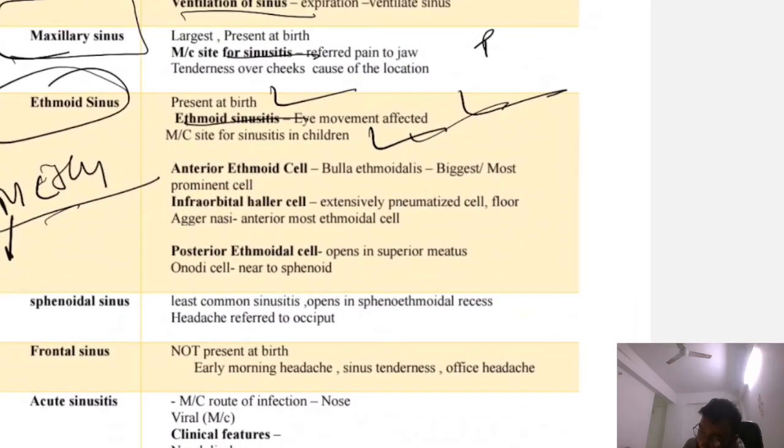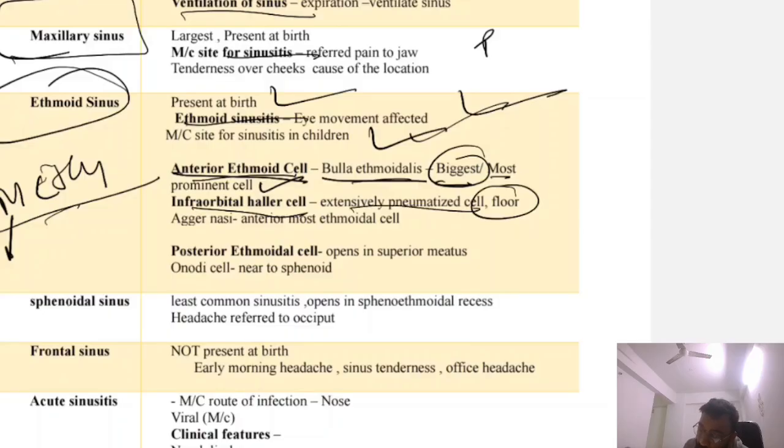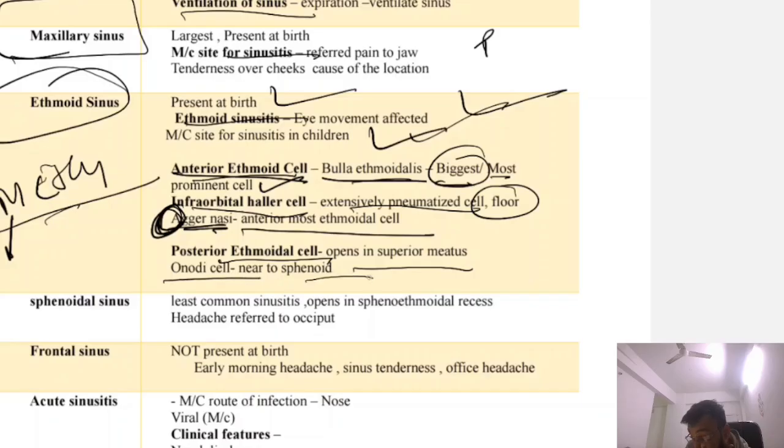One or two more features: the anterior ethmoidal cell, bulla ethmoidalis, is the biggest and most prominent cell. An ethmoid sinus has so many air cells, okay. The anterior ethmoidal cell is the biggest cell, okay. Infraorbital Haller cell is an extensively pneumatized cell forming the floor of the orbit. The posteriormost ethmoidal cell opens in the superior meatus. We already know posterior ethmoidal sinus opens in the superior meatus. Onodi cell is near to the sphenoid. So O is in sphenoid and O is in Onodi cell.